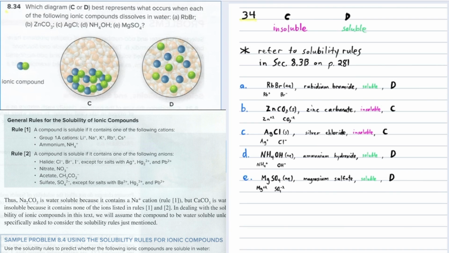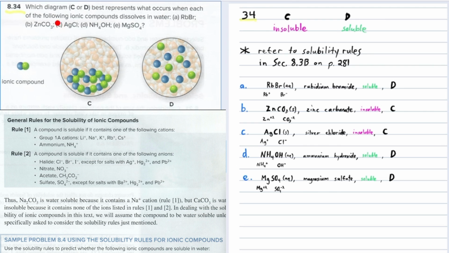Question 34. Which diagram, C or D, best represents what occurs when each of the following ionic compounds dissolves in water? So, looking at diagram C, it doesn't look like it really dissolves. It looks like it's all clumped up. D looks like it's dissolved.